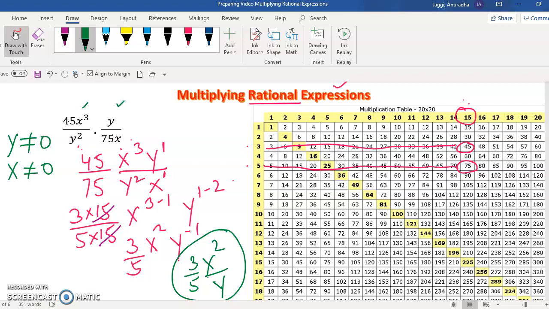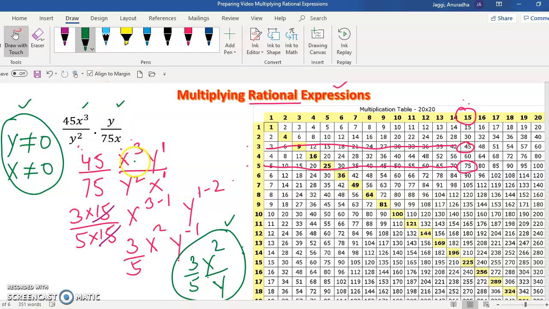But my answer is not complete without the restrictions, so I'm going to always include the restrictions with my answer, because otherwise the answer will be undefined.